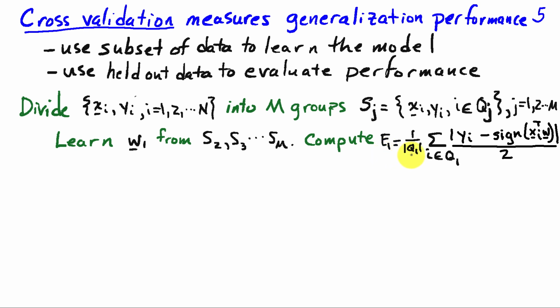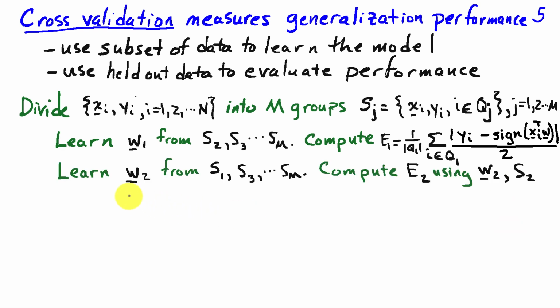And I'm going to normalize the classification error averaged over all the samples in the set S1 by the number of terms in the set S1, which I'm denoting as the cardinality here of Q1. We're just dividing by the number of terms, and we're summing the classification error over all of the samples in our held out set S1.